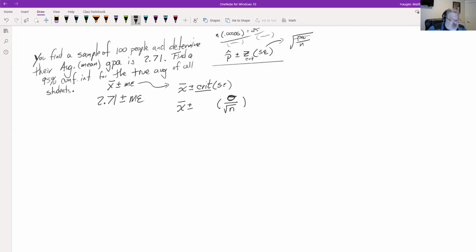But it'll be the only thing we have. We don't know what the population standard deviation is. We are going to have to go find a sample standard deviation. So we'll have to have this average of 2.71 with a standard deviation, say, of 0.2.